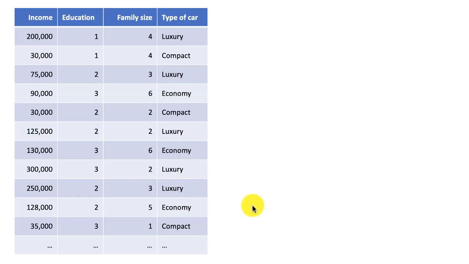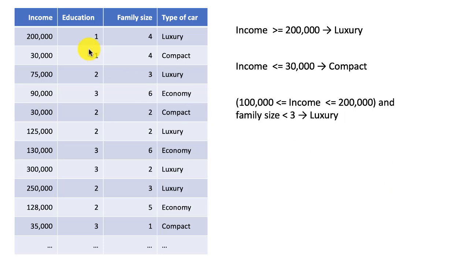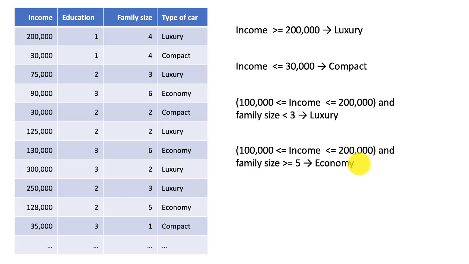Now something a little more complex. Here is a data set with three attributes and the type of car that they own. Again, one could look at this and figure out that if the income is greater than 200,000, then the person owns a luxury car. If the income is less than 30,000, then the person owns a compact car. And if the income is between 100,000 and 200,000 and the family size is less than 3, then the person owns a luxury car, etc. We can come up with many such rules just by observing the data.